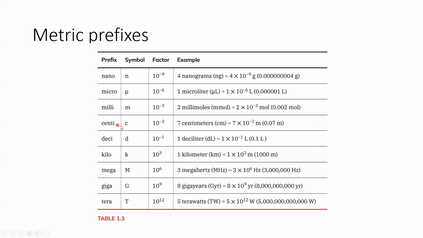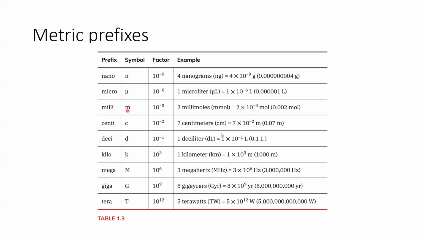Conversely, if we look at something like centi or milli, 10 to the negative second, 10 to the negative third, that means we're going to have 100 centimeters in a meter, or 1,000 millimeters in a meter. So these are just going to allow us to change the scale of those different units.